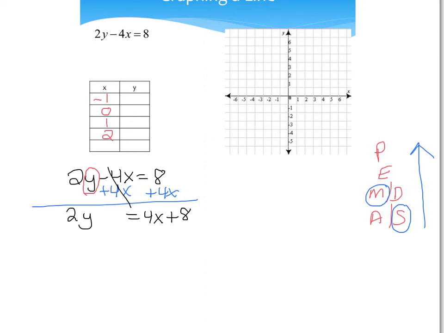Now we've taken care of that subtraction inverse operation. Now let's take care of the multiplication. So we undo multiplication with division. When I divide this 2y by 2 to get the 2 away from y, I've got to divide the whole enchilada over here. So we've got y equals, well, 4x divided by 2 is just 2x, and 8 divided by 2 is 4. So our linear function, this is what we would call an equivalent linear equation to this.